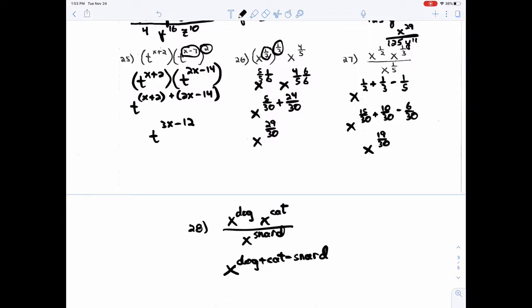Exponents. Get used to them. If you have any questions, ask me, but we're going to be using those quite a bit for the second semester. So if you have any questions on them, please let me know.